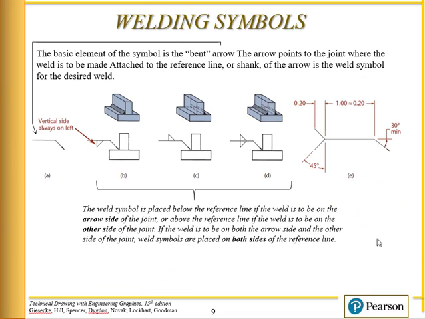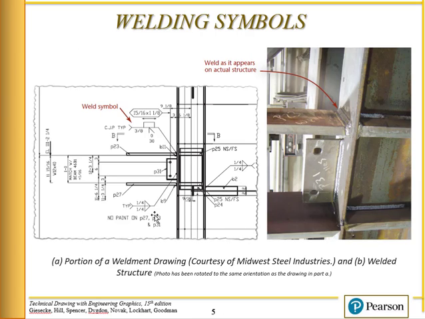Okay, so now another thing to notice is that, let's say this leader is coming from the opposite side. If it's coming from the opposite side, you still draw the flat side of the triangle for a fillet weld always on as it's shown right here. Okay, what am I talking about? Let me go back to a different picture. Here we go. Okay, look at this.